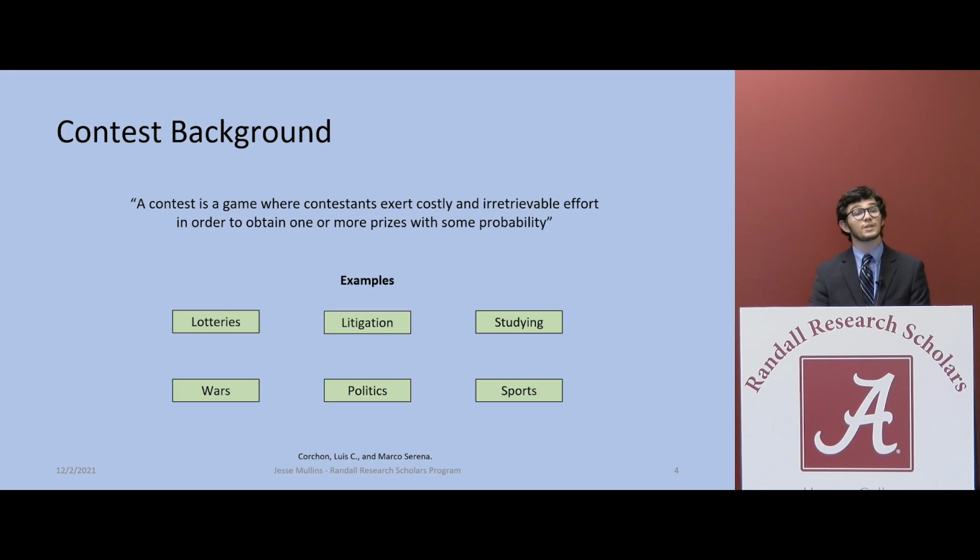Another example is a political campaign, where candidates exert money in order to advertise themselves in order to win an elected office. Yet another is litigation, which is what we are most interested in, where a client hires a lawyer, which represents their effort, in order to win the case with some probability. Also note that the expense does not have to be monetary, as is the case with sports or studying, in which case someone can expend their own time in order to study or practice in order to win, say, a scholarship or a playoff game.